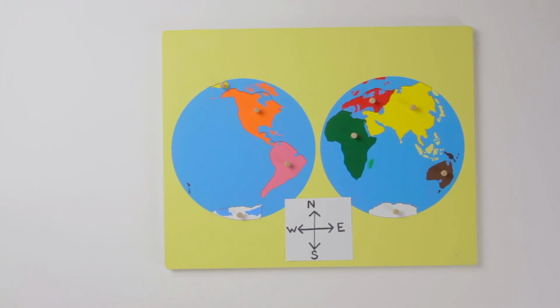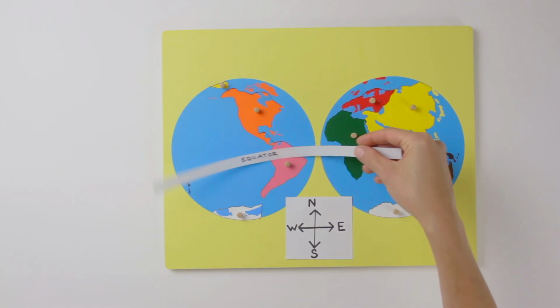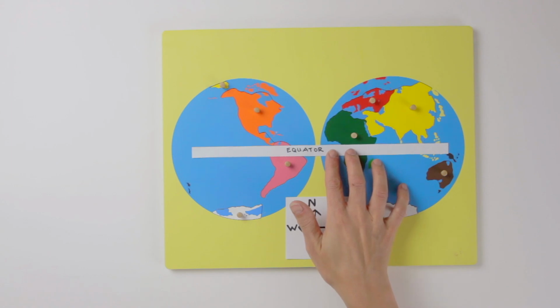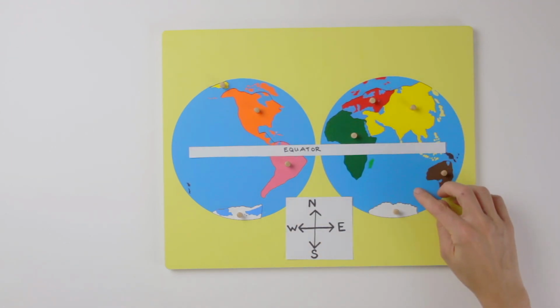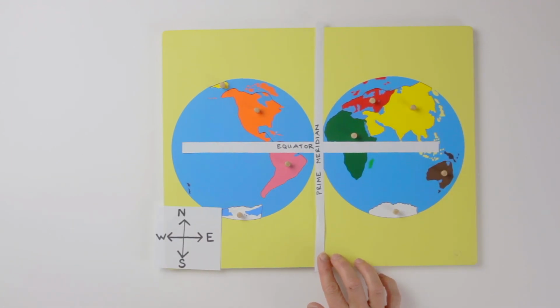So let's review so far. We have a compass rose, which teaches us north, east, south, and west. We have an equator line, which divides the northern and the southern hemispheres. And we have what's called the prime meridian, dividing the western from the eastern hemispheres.